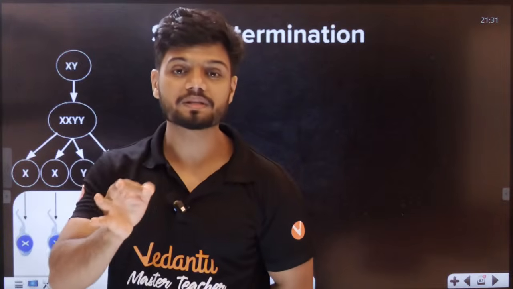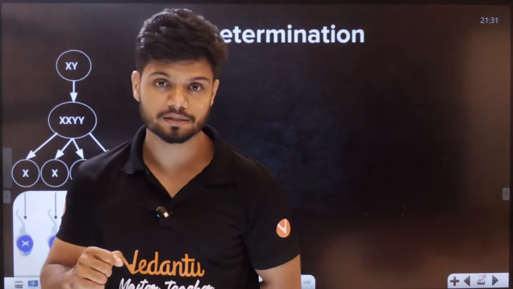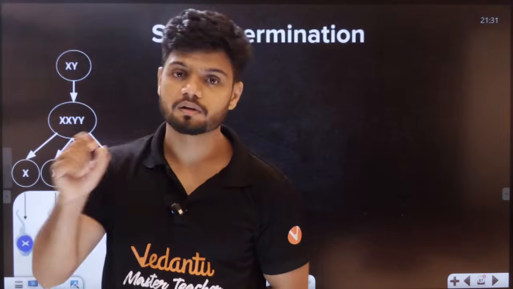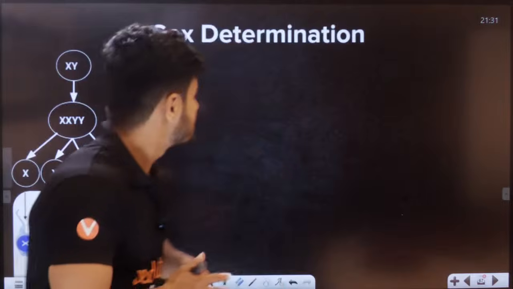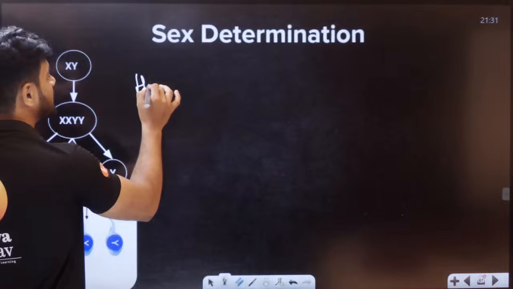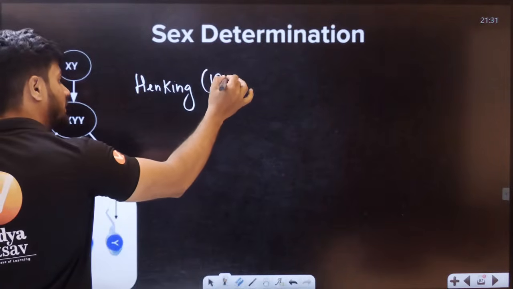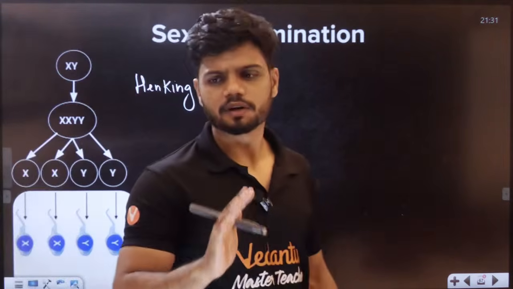Now, when I say evolution, which scientist comes to your mind? Charles Darwin. When I say genetics, who comes to your mind? Gregor Mendel. When I say experimental genetics, T.H. Morgan. Yes or no? Okay. So when I say sex determination, the scientist which needs to come to your mind is Henking. Henking is a scientist. In the year 1891, he did crazy work.